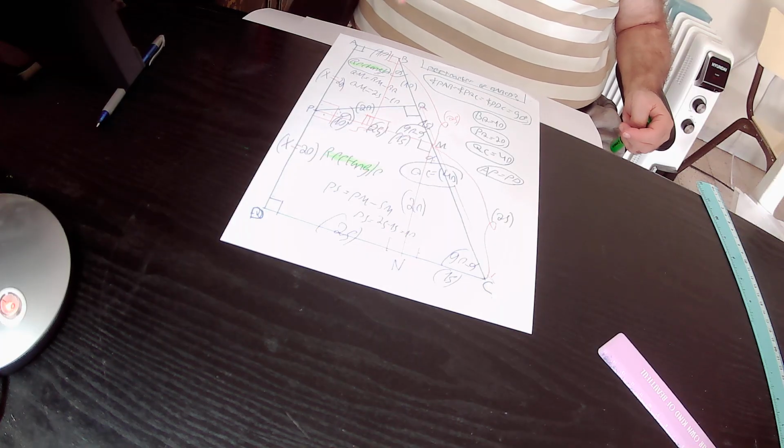So in total, the perimeter of this right trapezoid ABCD is equal to 140 units in its length.